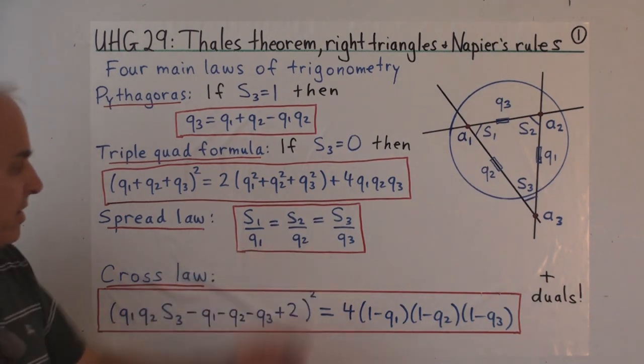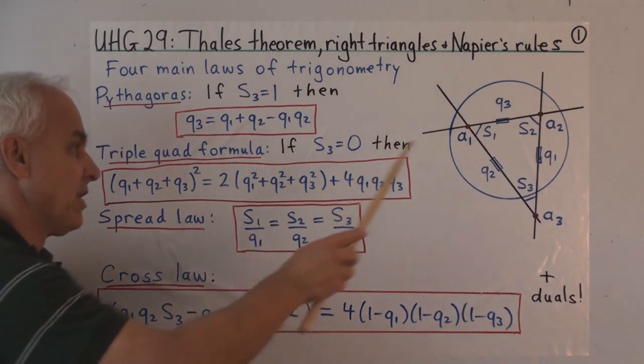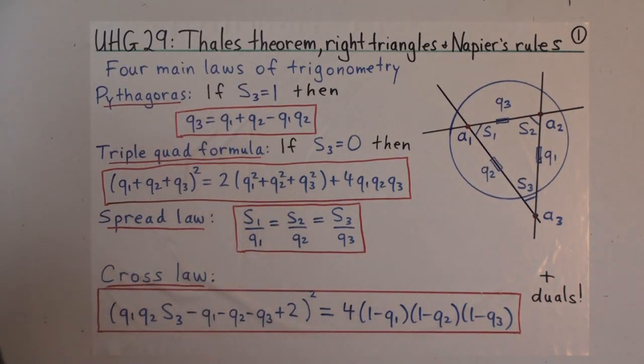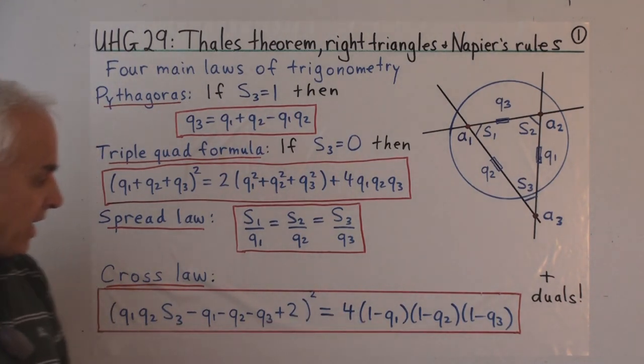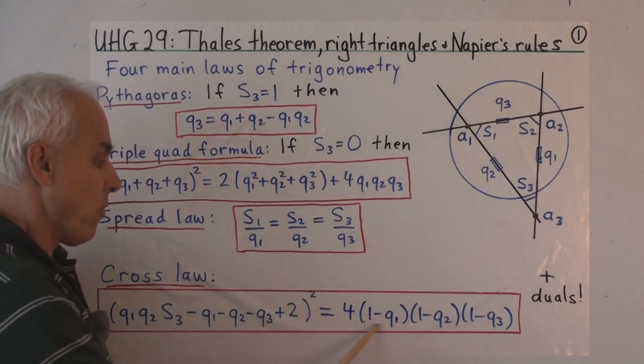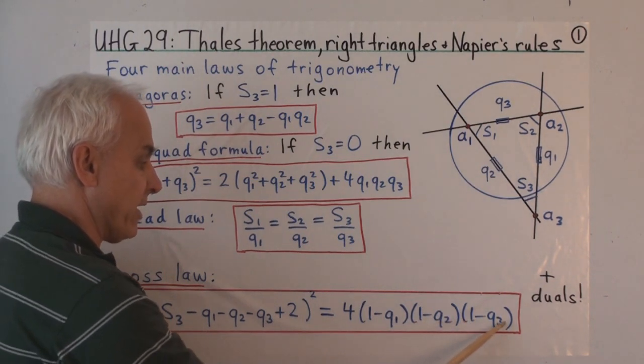Then we have the spread law, that the ratios of spreads to opposite quadrances is the same at all three vertices. And finally, the cross law involving the three quadrances, Q1, Q2, Q3, and the spread S3. That thing squared is 4 times (1 minus Q1), (1 minus Q2), (1 minus Q3).